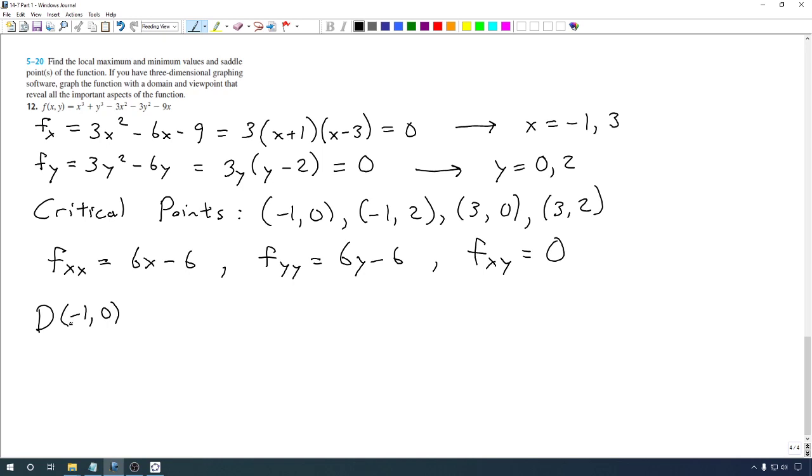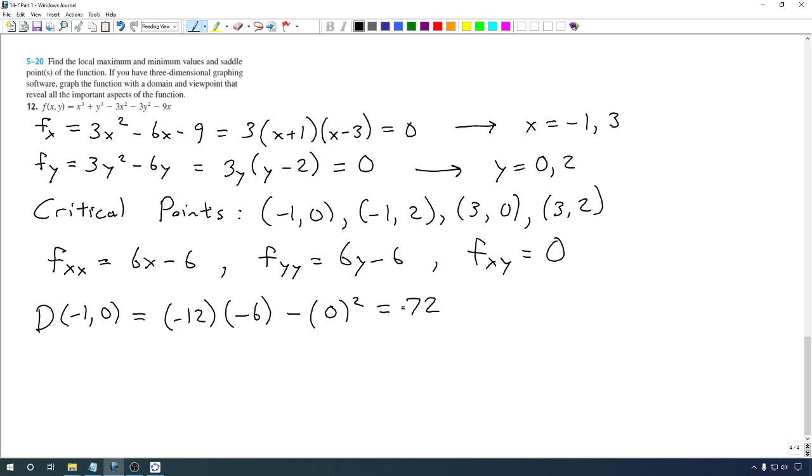Start with -1, 0. That means we're taking f sub xx at -1, 0. We plug in -1 for x here. We're going to get a -12. Then we take f sub yy, plug in -1, 0. So 0 for the y here. We get a -6. Then we subtract f sub xy at that point, but we square that one. And then when we multiply all this together, we get 72.